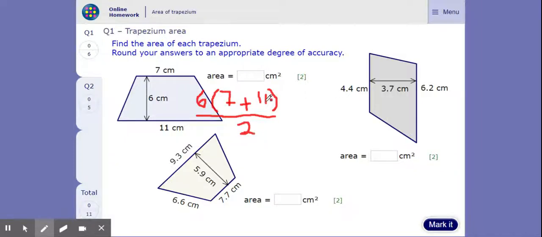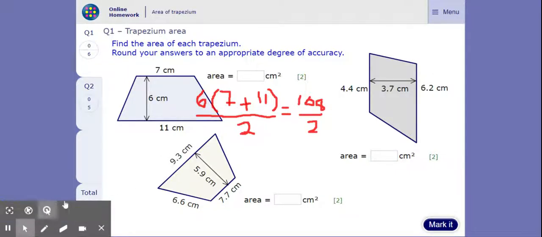So 7 add 11 is 18 times the 6 gives us 108. So that will be 108 divided by 2. And when we divide that by 2, you should get 54. So we'll put that one in there.